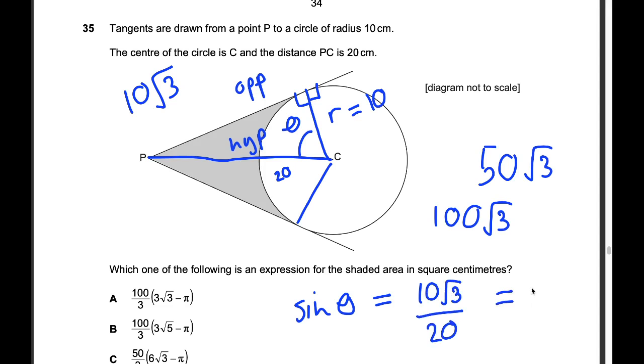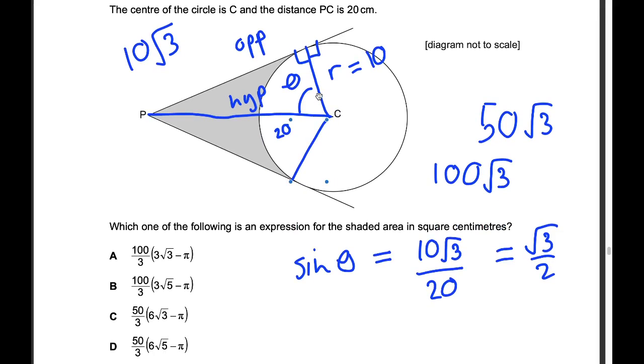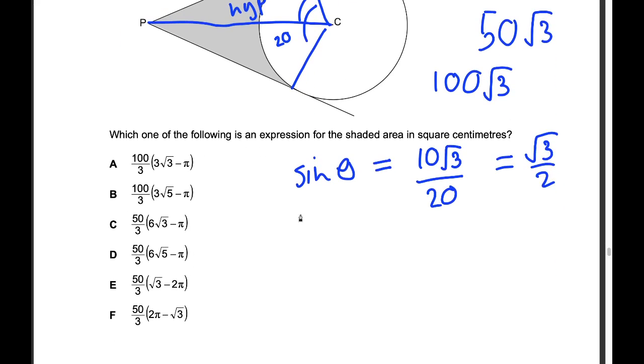That cancels down to root 3 over 2, which is one of the ones you should know. So the angle there is 60 degrees. So actually, the whole angle here is going to be 2 times 60 degrees, which is 120 degrees. And that means it's a third of this whole circle. The whole circle is 360 degrees. We've got 120, so we've got a third. So we can just use pi r squared divided by 3. That is going to be the area of our sector.